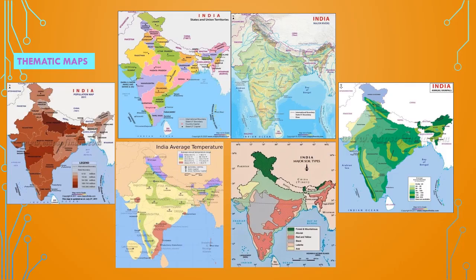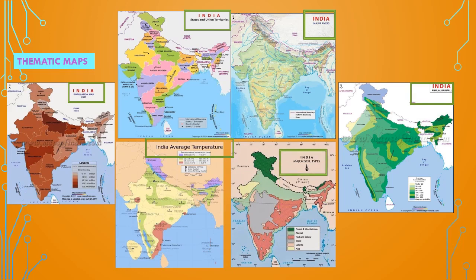So you know what physical maps are. Now look at these thematic maps with different themes or titles given on them. The first map says about India's population in different states. The next one says about different states and union territories. The next about rivers. Next, rainfall. Then temperature. And this last map says about the soil types found in India.